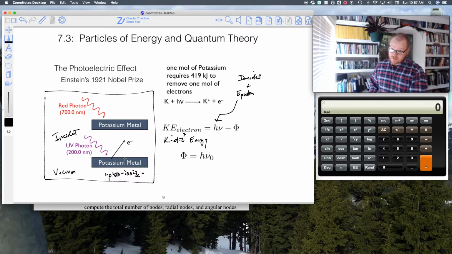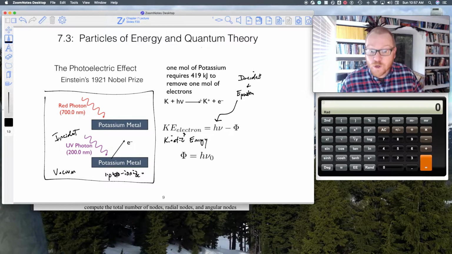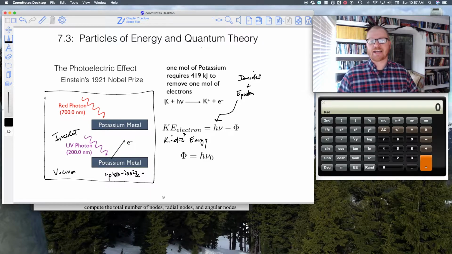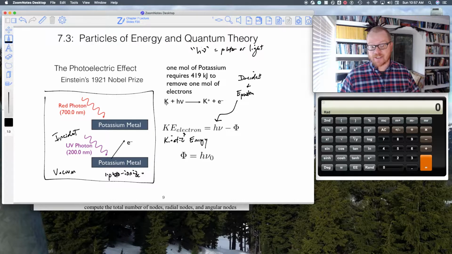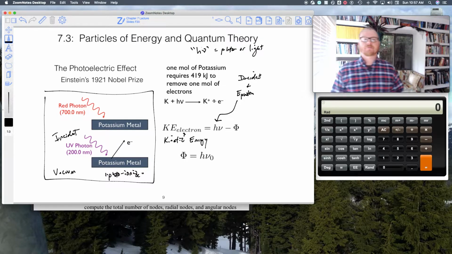That means the photon that's being used to drive this reaction, which is expressed right here, right? Potassium metal plus h nu. So we often use h nu to abbreviate photon or light. So we can use that in a chemical reaction by saying K plus light makes K+ plus an electron. It ejects an electron. Okay?